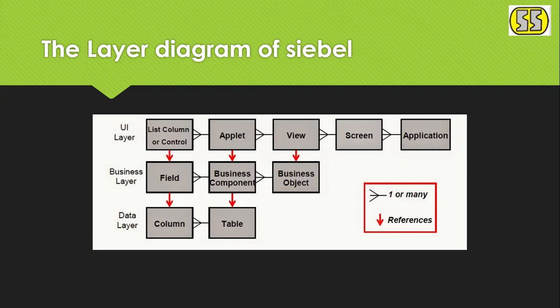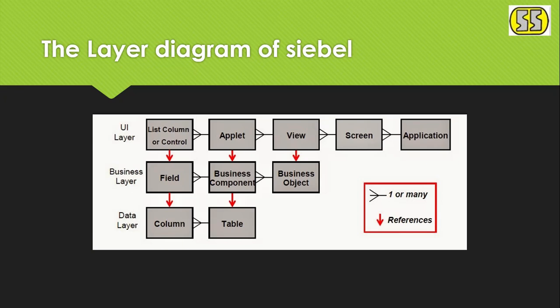So the basic Siebel layer diagram has three different layers we have to think of. One is the data layer, in which we have all the database objects like table, column, all these things. Then the business logic layer. Business logic layer means BC, BO, field, join, link, everything. Today we will understand the data layer. Tomorrow or in the next class we will understand the business logic layer.